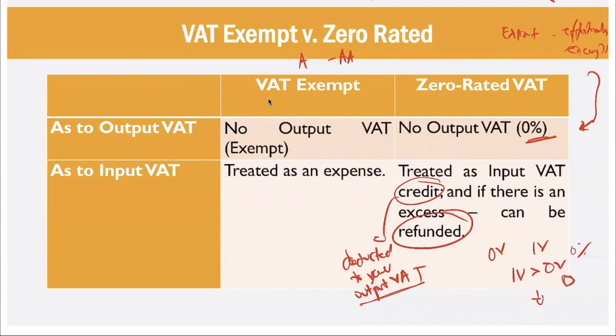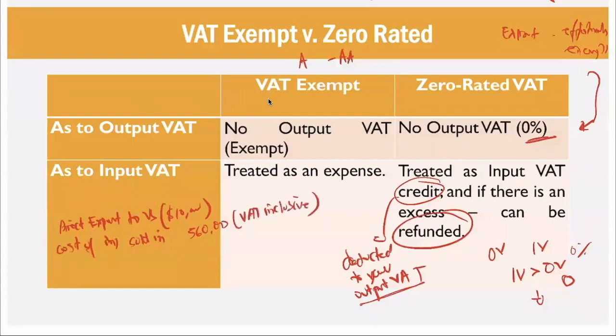So for example, we have here a direct export to US, $10,000. Cost of inventory sold is let's say 560,000. This is already VAT inclusive. Okay. So what is our output VAT? That is the sale to US. So direct export. So it is 0%, right? So zero yan.